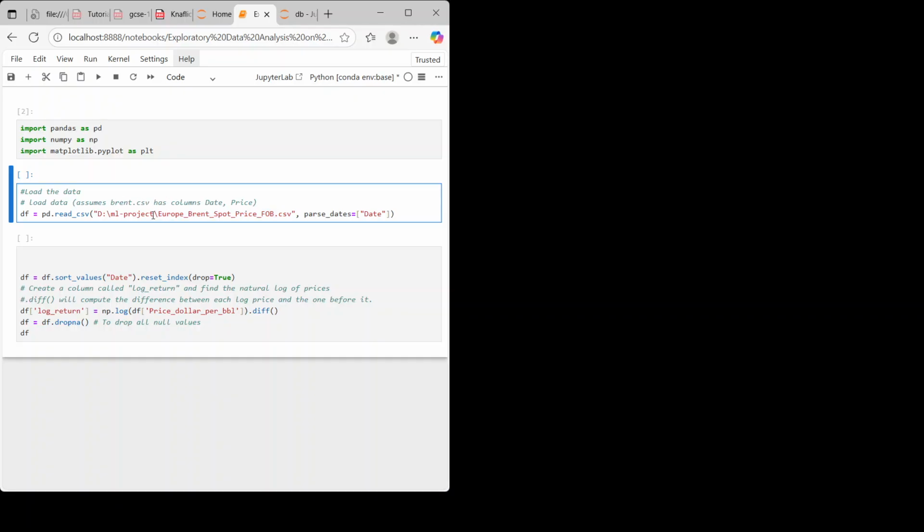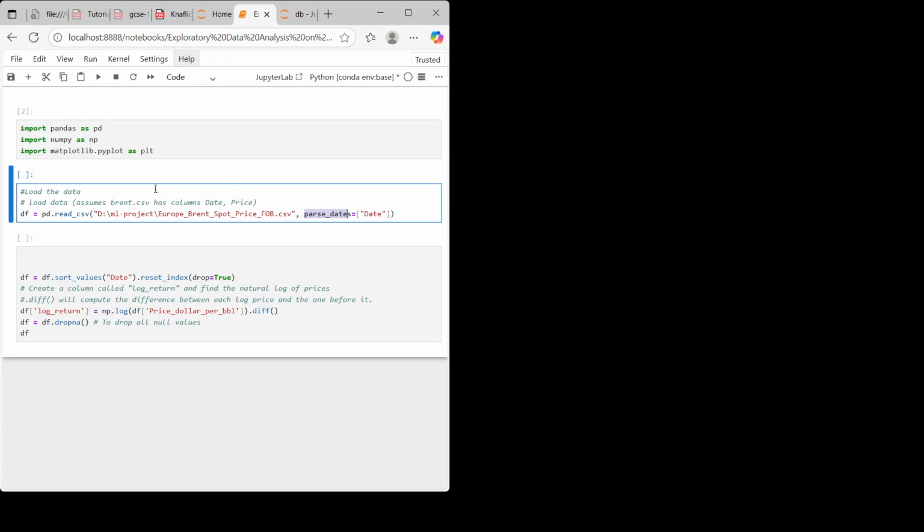On my laptop, I have it in the D drive, in a folder called ML project, because I'm trying to work on a machine learning project. This is just the start of the project, that's why I have it as ML project. Yours might be different, but you just need to make sure that you copy the path and then put it here. Then this path is to make sure that, assuming that we have dates.